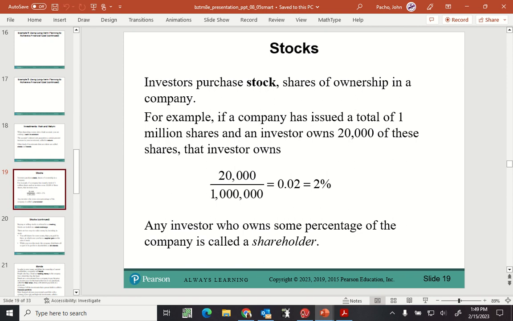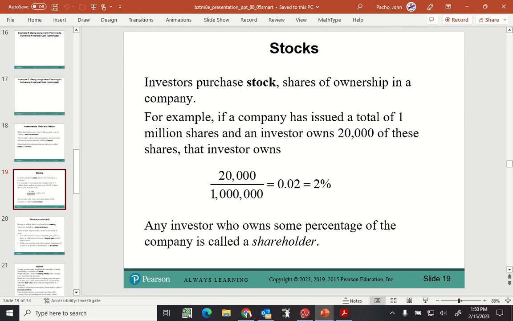Investors purchase stocks, shares of ownership in a company. For example, if a company has issued a total of 1 million shares, and an investor owns 20,000 of these shares, that investor owns 2%. Does that make sense? Okay, so here's an example.